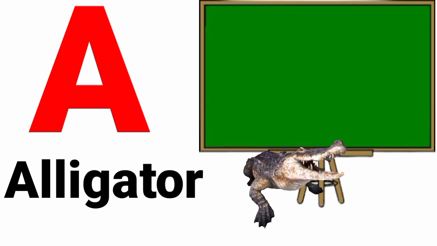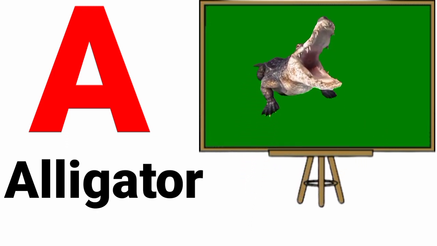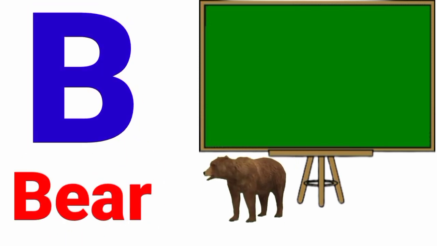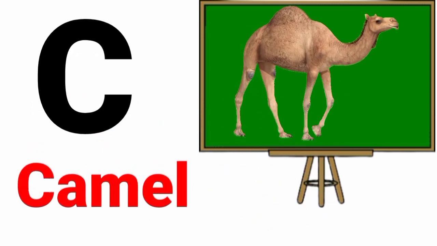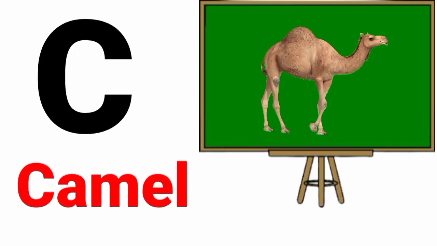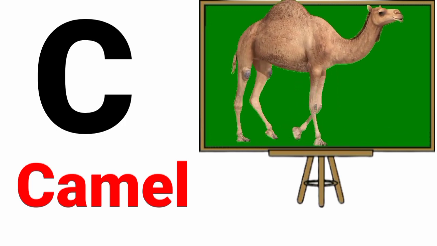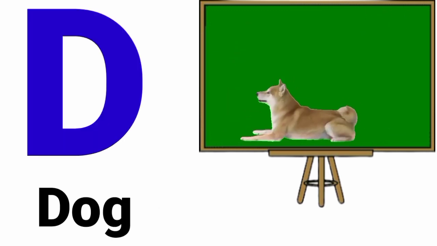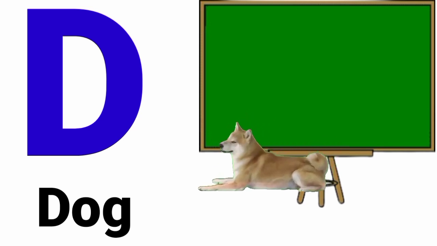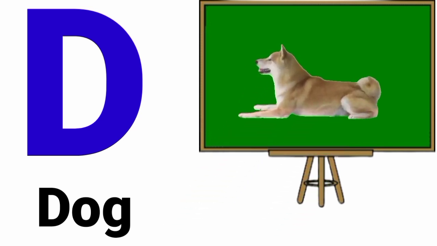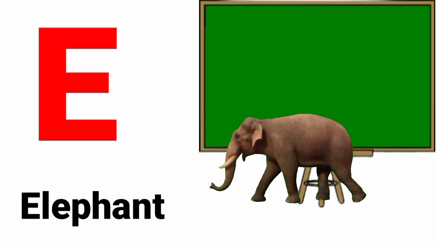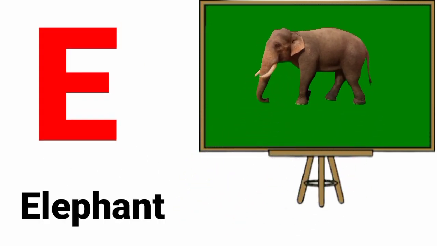A for alligator. B for bear. C for camel. D for dog. E for elephant.